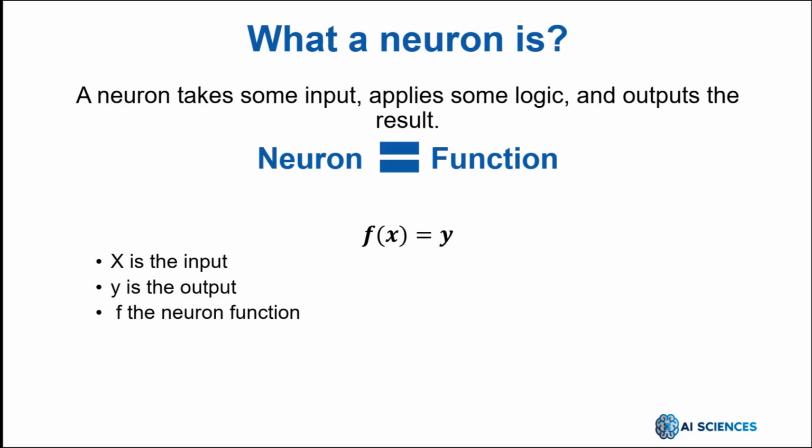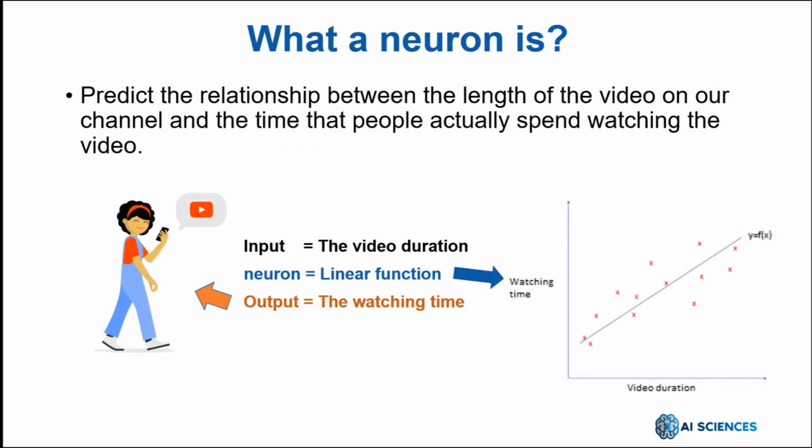To illustrate, let's say I'm trying to understand the relationship between the length of the video we produce on our channel and the time that people actually spend watching the video. We collect data from some of our videos. We have the video duration, let's call it x, and the watching time, let's call it y. And we imagine there is some relationship between them, denoted by f.